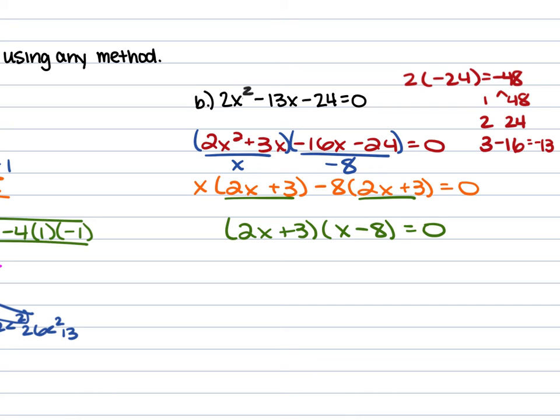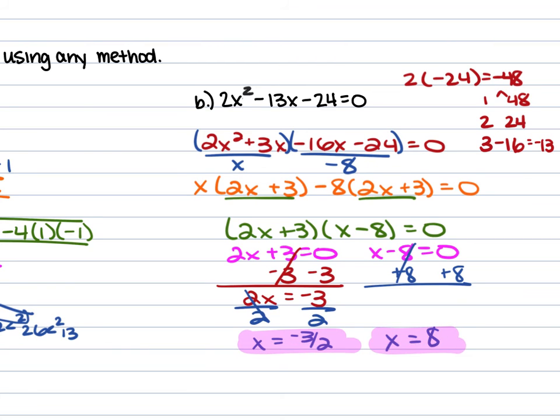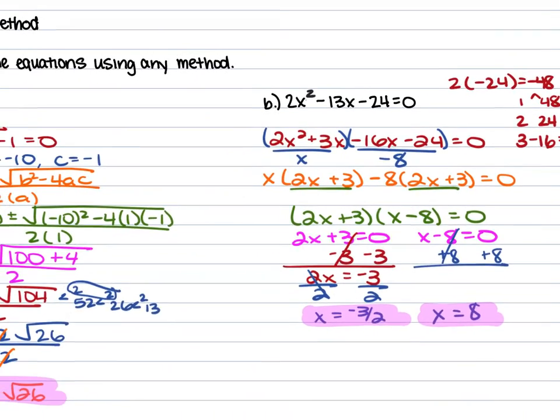From here, we're going to set each set of parentheses equal to 0. So we're going to have 2x plus 3 is equal to 0, and x minus 8 is equal to 0. We're going to solve both of these. For the 2x plus 3 is equal to 0, we're going to subtract the 3 from each side. We get 2x is equal to negative 3. Then we divide each side by the 2, and we get that x is equal to negative 3 over 2. For the x minus 8 is equal to 0, add your 8 to both sides, and you just get that x is also equal to 8. So negative 3 over 2 and 8 are our 2 solutions for this one.